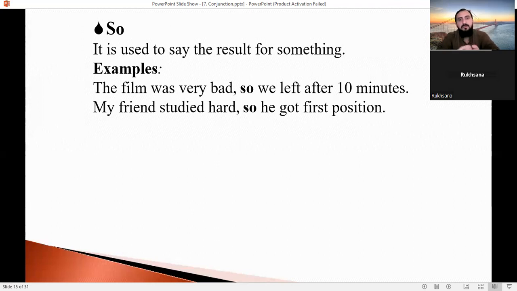The film was very bad. It's actually a reason. And what was the result? So we left after 10 minutes. My friend studied hard, so he got first position. He got a good result. He got first position. So that's the result of studying hard.